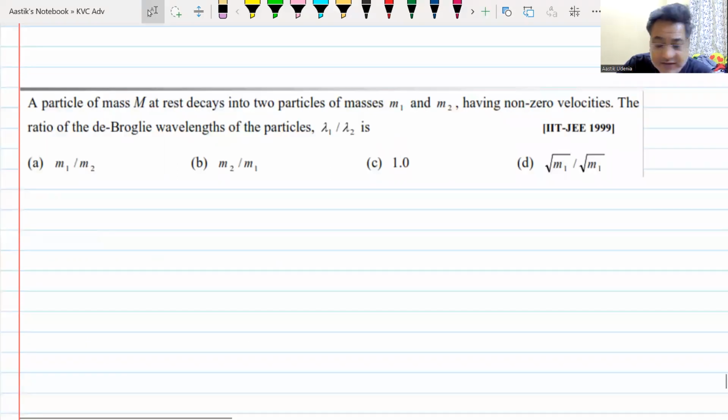Anyways, this is a question that has come in one of the previous year IITs. Very likely it can come in your IIT as well. A particle of mass m, when it comes in an IIT, it will probably come in a JEE Advanced. The particle of mass m decays at rest into two particles of mass m1 and m2 having non-zero velocities. The ratio of de Broglie wavelength would be how much?